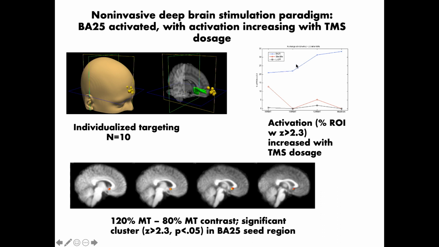And you can see that here, that we actually increased the activation, the number of voxels being stimulated, as we increased the strength of the magnetic field, as opposed to other areas of the brain that did not see that kind of increase.